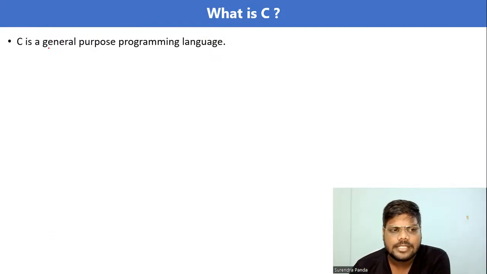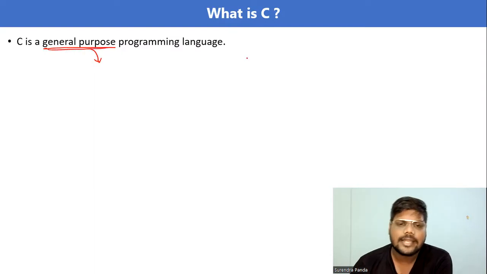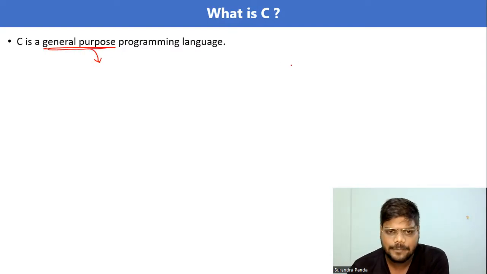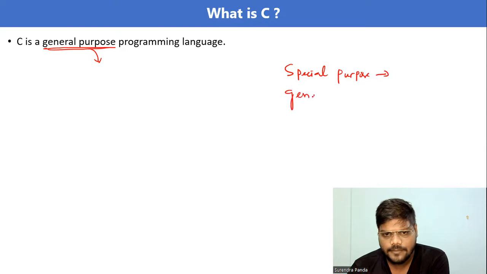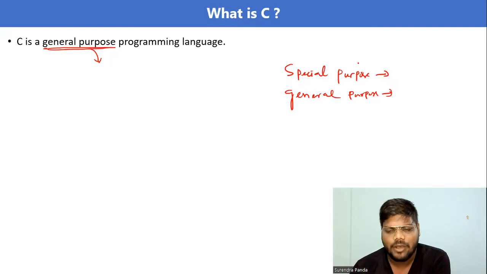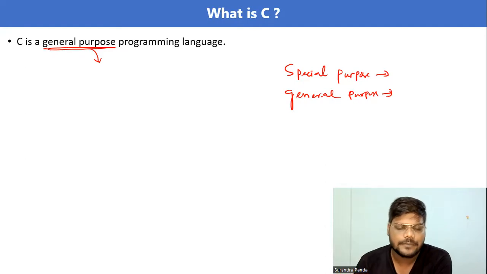What is the meaning of it, sir? See, first we are going to learn the meaning of general purpose, then we will learn what is programming. There are two types of things: one is called special purpose, another one is called general purpose. Special purpose means meant for some special kind of works, and general purpose means meant for some general kind of works.